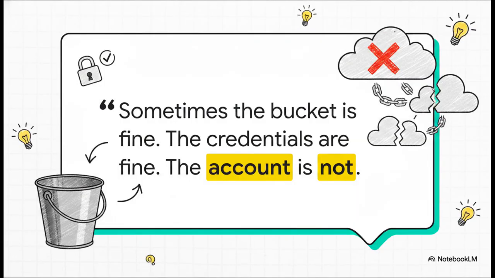To wrap things up, I want to leave you with this fantastic quote from Aaron Rose that perfectly summarizes this whole troubleshooting mindset shift. He says, "Sometimes the bucket is fine, the credentials are fine, the account is not." It's so concise, and it hits the nail right on the head. It really makes you wonder, doesn't it? As you go back to your day-to-day work, what other seemingly local, isolated errors in your development environment might actually be hiding massive global account issues?